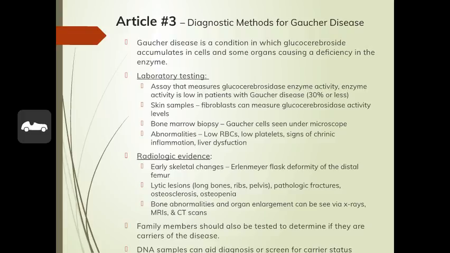Radiologic evidence includes early skeletal changes, such as an Erlenmeyer flask deformity of the distal femur, lytic lesions of the long bones, ribs, and pelvis, pathologic fractures, osteosclerosis, and osteopenia. Bone abnormalities and organ enlargement can also be seen via X-rays, MRIs, and CT scans. Family members should be tested to determine if they are carriers of the disease or have the disease themselves, and DNA samples can also aid in the diagnosis or screen for carrier status.